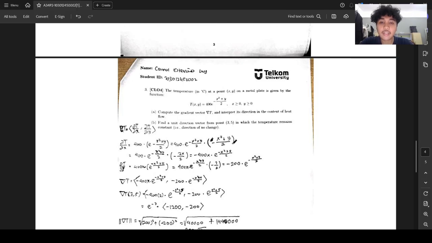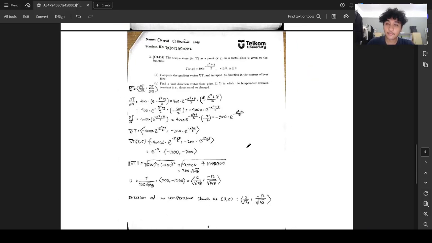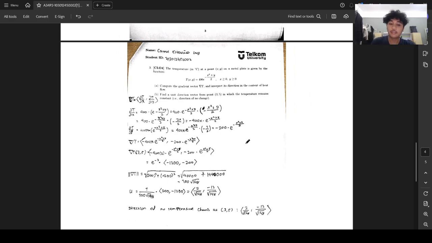Okay, now we're going to the next problem. So here the problem is the temperature in Celsius at the point of x and y on the metal plate is given by the function. So T(x,y) is equal to 400 exponent times minus x squared plus y over 2, this formula, and the x is greater or equal to 0 and y is greater or equal to 0, so there is not gonna be a negative value.